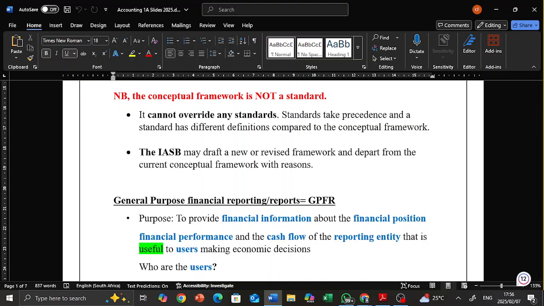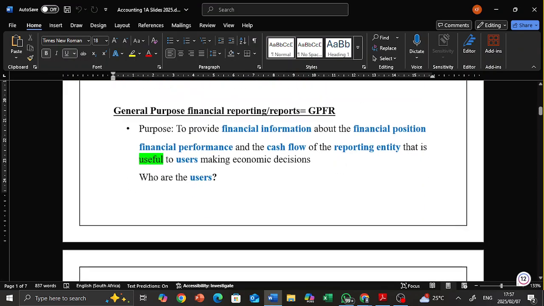Okay? As I've said before, if there is a choice between a standard and the conceptual framework, the conceptual framework comes second. Okay? And not only does the conceptual framework come second, the IASB can decide, I don't need you anymore. And they can draft a new or revised framework. Okay? Great. Next, general purpose financial reporting.